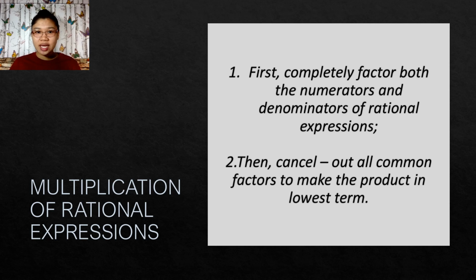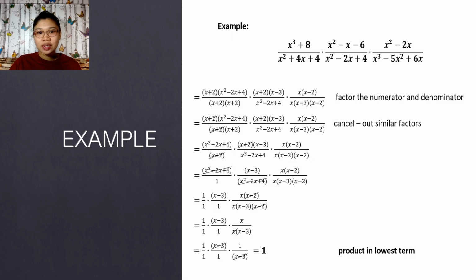So this is how to do it. I will be giving you an example. So an example here is quite a very long example. So again, the tip is first completely factor the numerator and then the denominator, and then cancel out all the common factors to achieve the product in lowest terms.